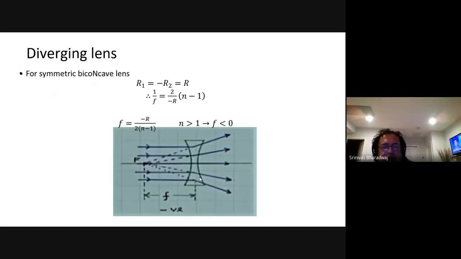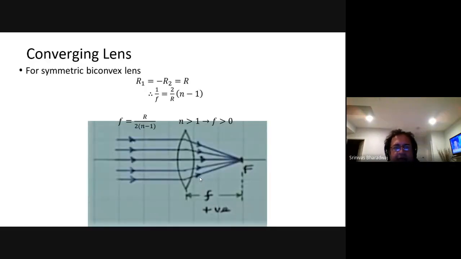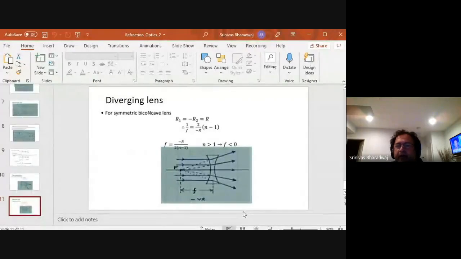For a biconcave lens, it is minus R by 2 times N minus 1. Those are the equations for a convex lens, R by 2 times N minus 1. If the R's are equal, 1 by F equals 2 by R times N minus 1, so F equals R by 2 times N minus 1. That's how the focal length is given for various cases.